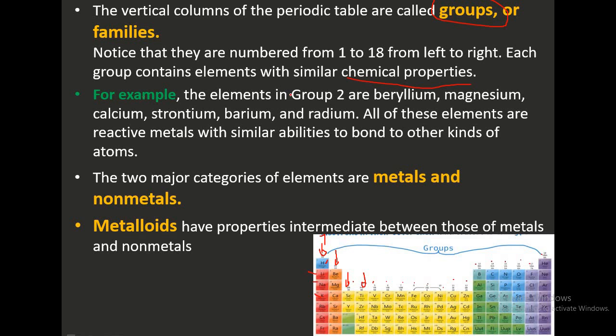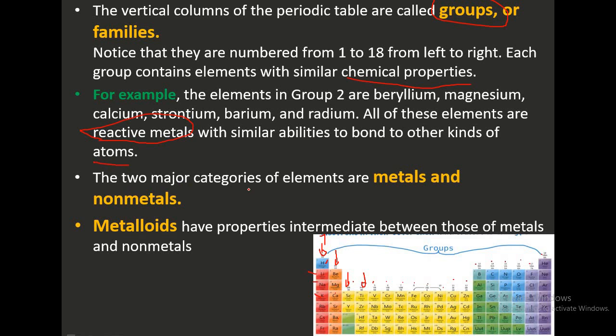For example, the elements in group 2 here, beryllium, magnesium, calcium, strontium, barium, radium, are all reactive metals and also have similar chemical properties. Reactive means they can react easily, with similar abilities to bond to other kinds of atoms.